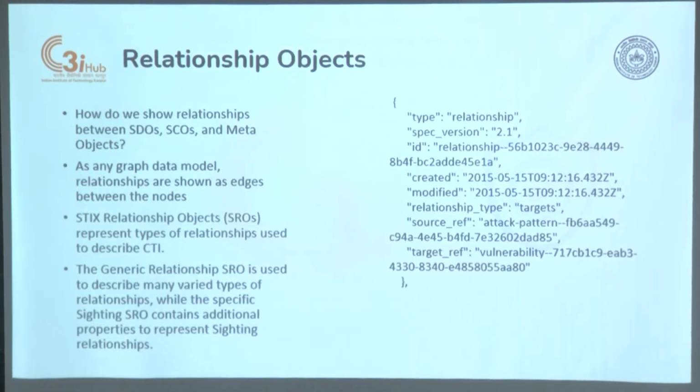Now comes the relationship object. So we have SDOs, we have SCOs, and now we have to relate them, because otherwise it makes no sense, right. So I have lots of SCOs, and then I have some malware description, some description of an intrusion set, a threat actor, but how are they all related to each other, right. So you have to have the relationship object, and relationship type will tell you what the relationship is.